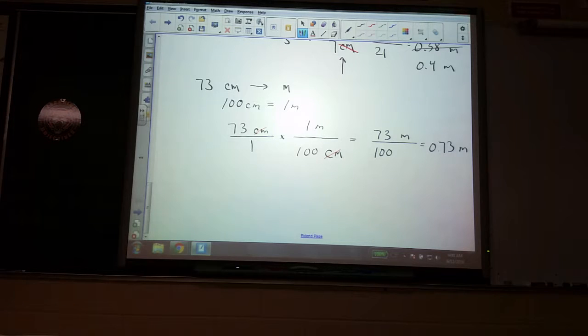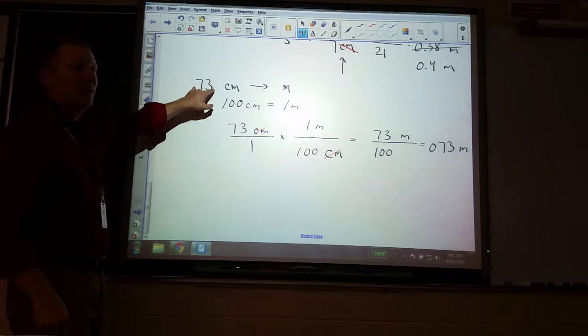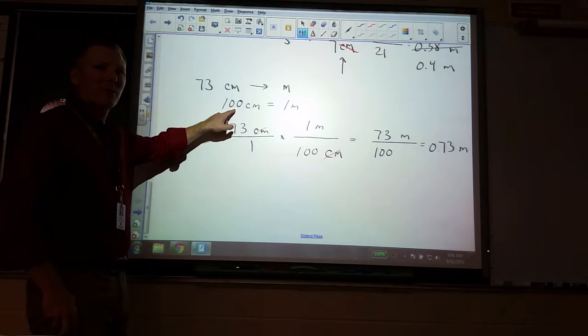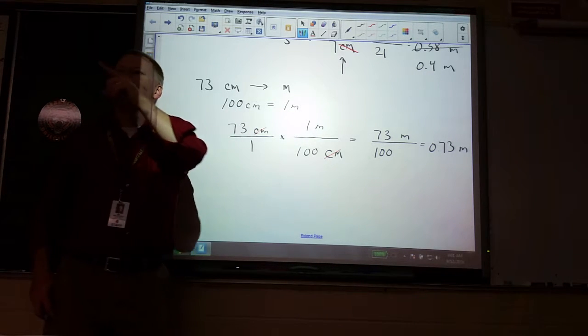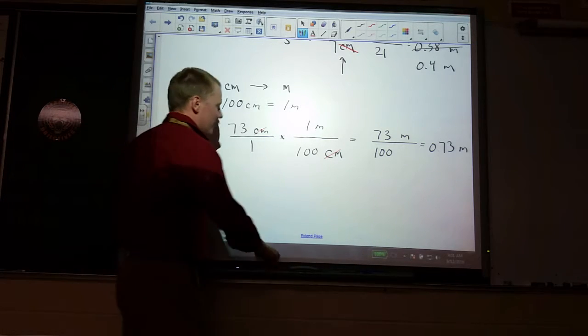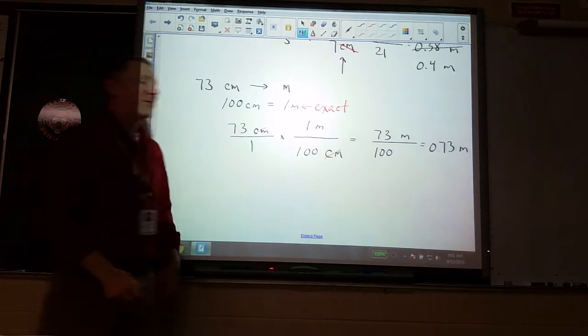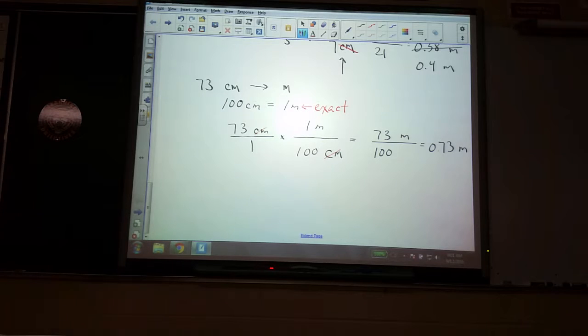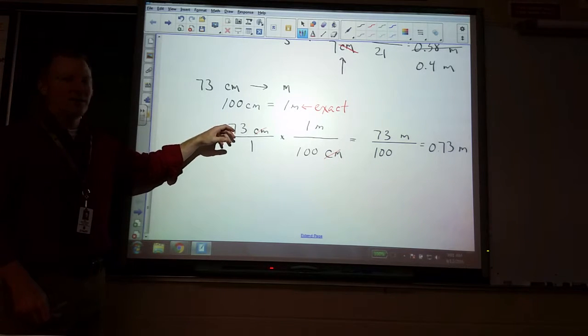How many sig figs does that have? Why? Because the original problem was just converting 73 centimeters to meters, so 2 from up here. How many does the number 100 have? 1. But that wasn't part of the problem. It's defined and we know it's exact. When you're converting within units, it's defined that 1 meter is exactly 100 centimeters. So when you've got conversions like this, you don't have to worry about them in significant digits.